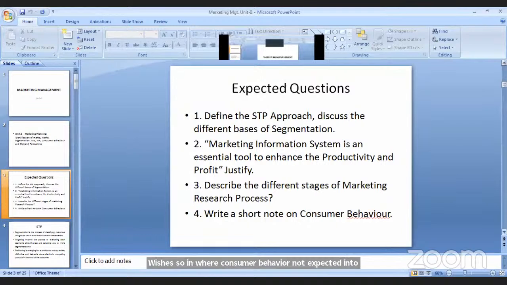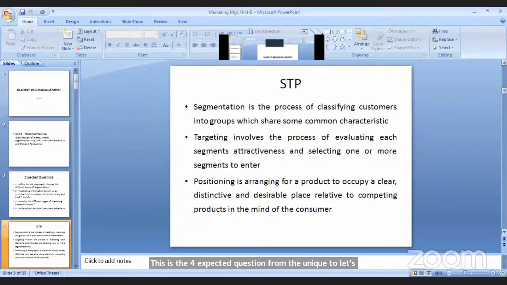But marketing research or the STP approach, these can come for 12 marks and also for 8 marks. It is up to you how to manage your answers within the prescribed word limit. Got it? These are the 4 expected questions from unit 2. Let's begin one by one. Now, what is STP?